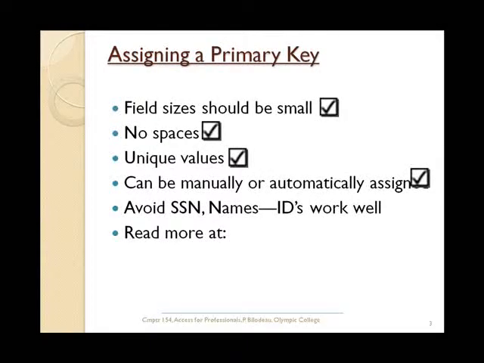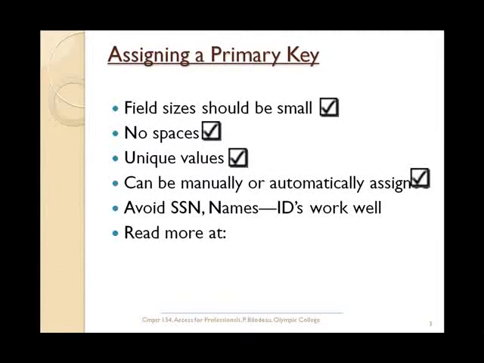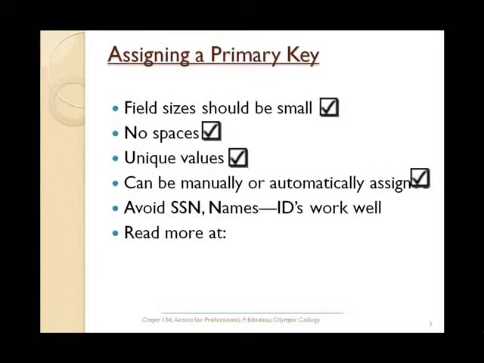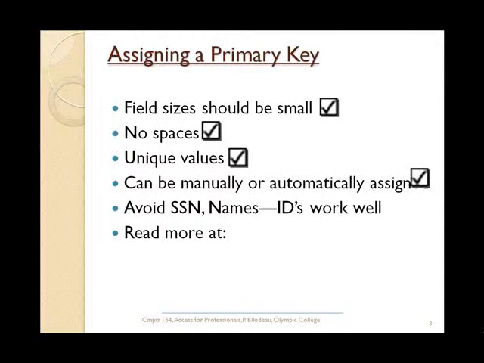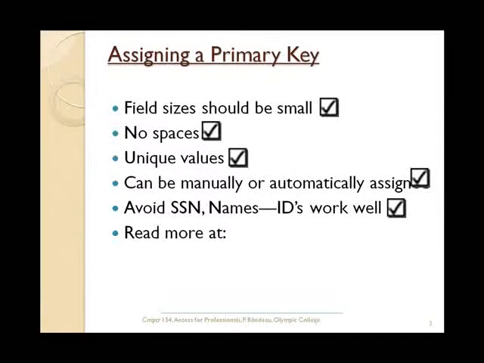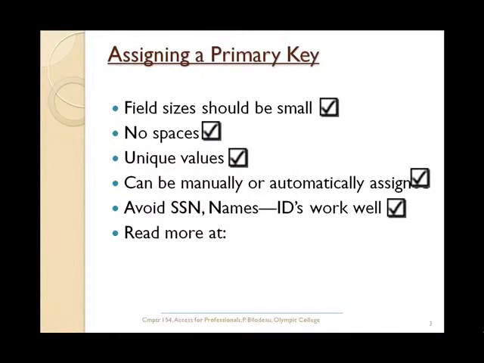The other is creating an auto number field so that Access can assign a unique value to the primary key for each record. The auto number is a special data type you can assign. In Access, every number will be unique, so it works well as a primary key. As a rule, do not use names or social security numbers for primary keys. Manually entered IDs work well.